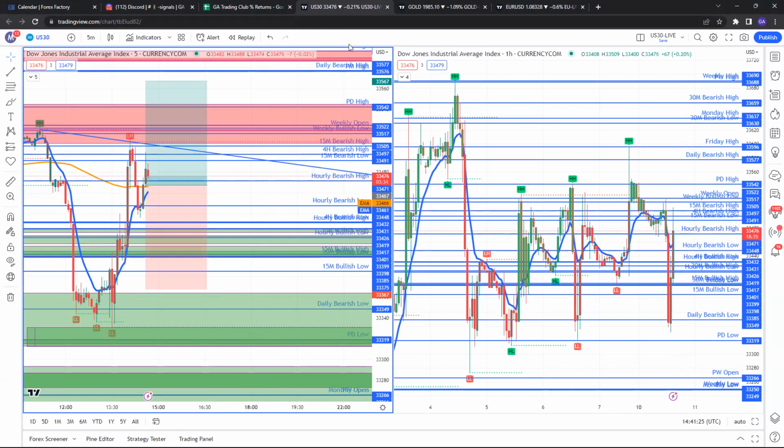So US 30 is around break even. So still waiting for this. When the 9 EMA crosses the 200, we should see either a surge to the upside or a slow trend to the upside for US 30.